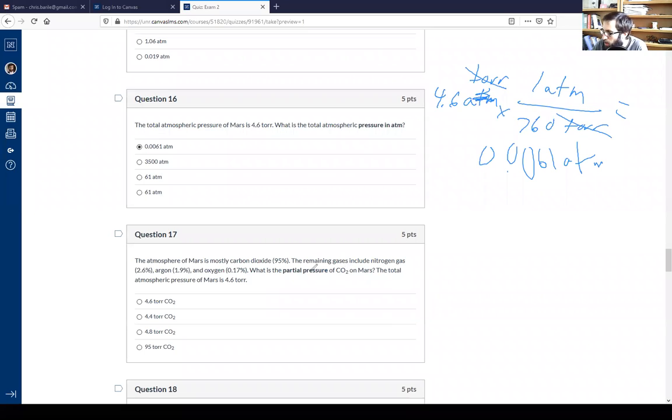Next one: the atmosphere on Mars is mostly carbon dioxide, 95%, and the remaining gases are these other percentages. What is the partial pressure of CO2 on Mars? Well, there's 95%, which is the same as saying 0.95. So I'm just going to do 0.95 times the total atmospheric pressure, which is given to me as 4.6 torr. 0.95 times 4.6 is going to be 4.37, or 4.4 torr. So that's the other one here. All right, 4.4. We'll see you in the next video.